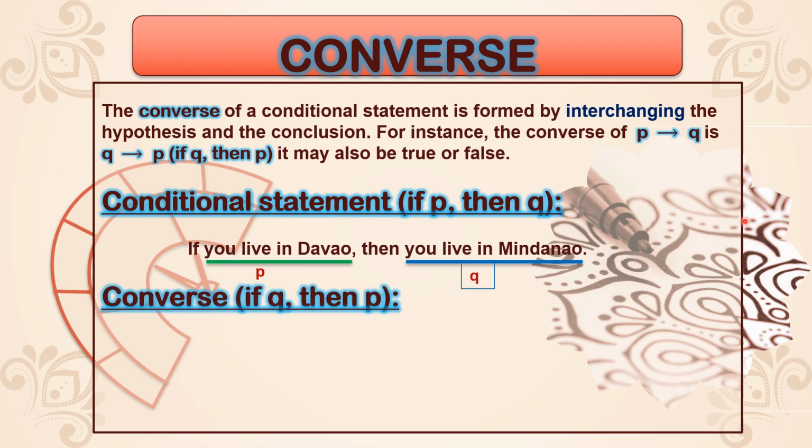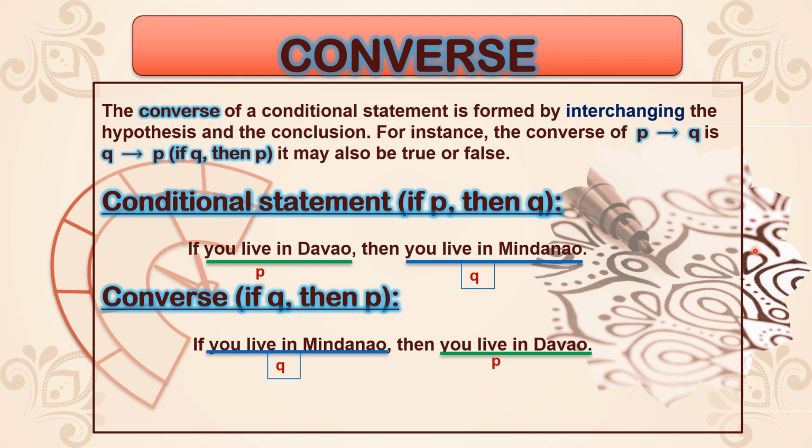Next, sa converse. Paano natin siya isusulat into converse? Ang gagawin natin is i-interchange natin si conclusion kay hypothesis. Mauuna na si Q bago si P. Sabi dito, if you live in Mindanao, then you live in Davao. Ang ating conclusion, you live in Mindanao. Ano naman yung hypothesis? Yung hypothesis, you live in Davao. Nagpalit lang po ng pwesto. Mas nauna si conclusion bago si hypothesis.